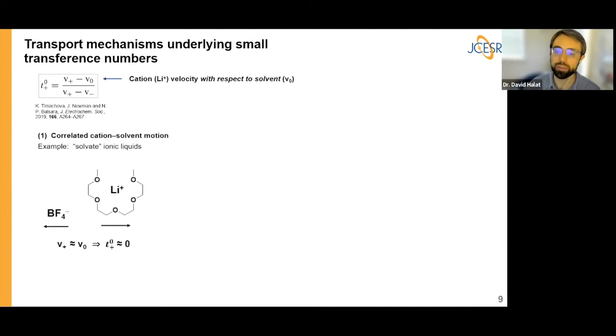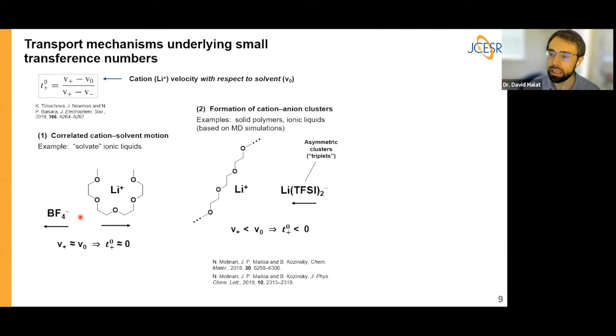So many electrolytes exhibit some kind of a preferential association between the cation and the solvent. For example, these solvate ionic liquids, in which case we might expect that the solvent and the cation motion is coupled in some way. So that would mean that the species velocities here are comparable, and thus the transference number is close to 0. Alternatively, the formation of cation clusters, as I discussed before, may render the dominant cation transport mechanism in the form of these asymmetric, negatively charged triplet species, and some MD simulations do support these claims. So then the cation velocity may be negative in that case, or at least less positive than the solvent velocity. And again, that would lead to negative or small transference numbers.